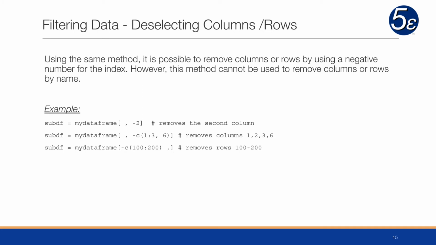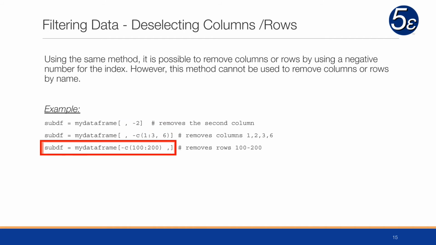Now, for deselecting columns and rows, we can use the same method. We can remove them by using a negative number for the index, but it cannot be used to remove columns or rows by the name. So here in this example, we have my data frame bracket, comma, -2, and it will remove the second column. In the second example, we have my data frame bracket, comma, negative C(1:3, 6). So recall that the C(1:3, 6) will give us columns 1 through 3 and 6. When we put the negative in front of that, it will negate all of them. So we're saying remove all of those columns.